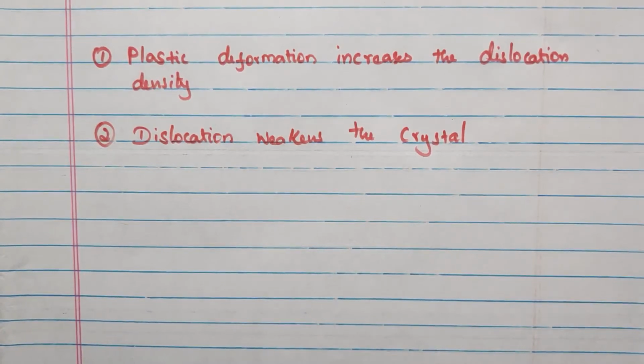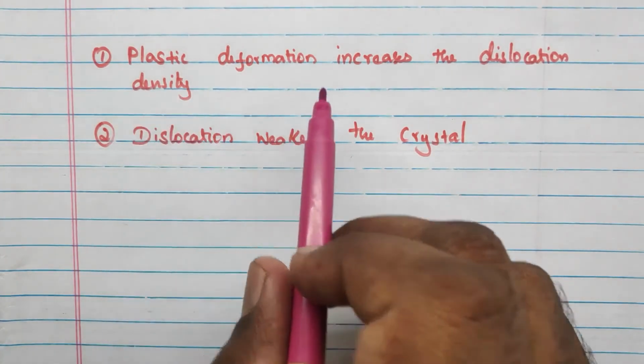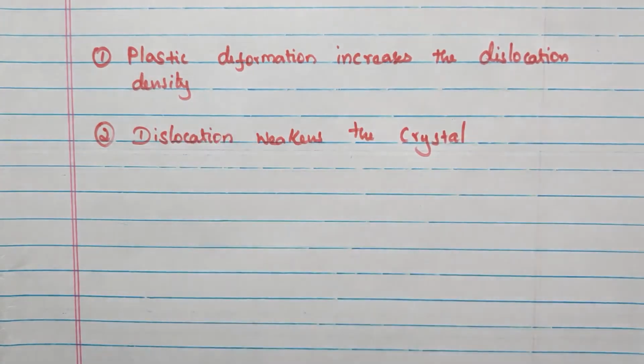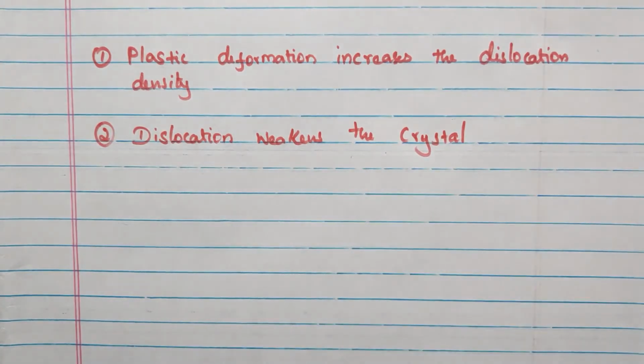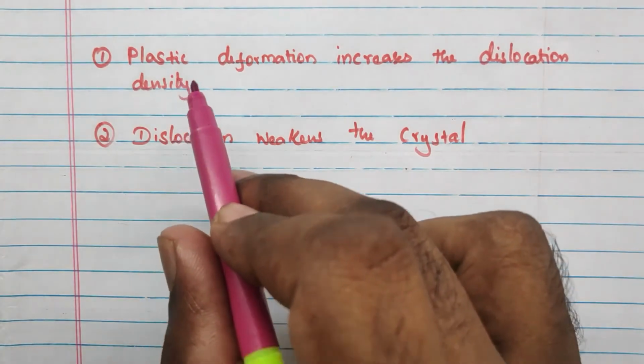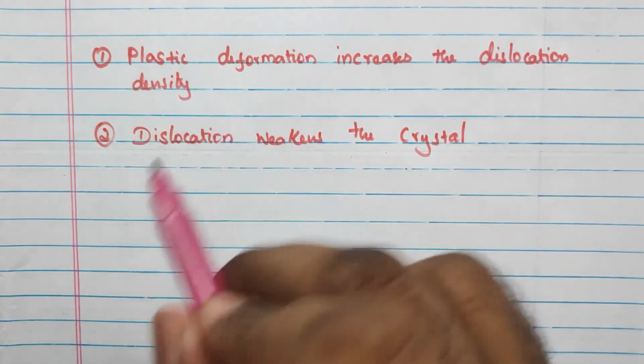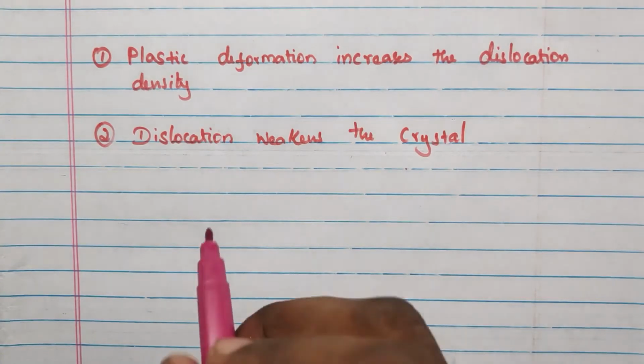We have a general idea about deformation. Whenever any material experiences plastic deformation or elastic deformation, definitely there will be dislocation at the atomic level. So that's why I have written here: plastic deformation increases the dislocation density, and we also agree dislocation weakens the crystal. Definitely if any dislocation happens in the material, it's going to weaken the crystal. Am I right? Yes.